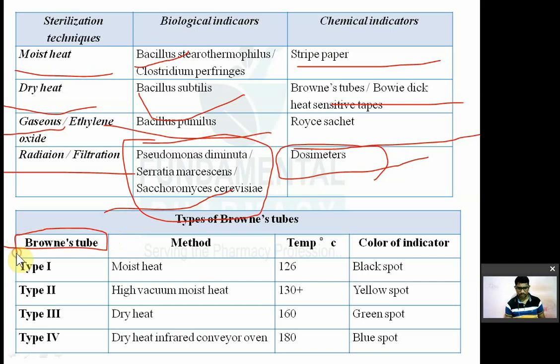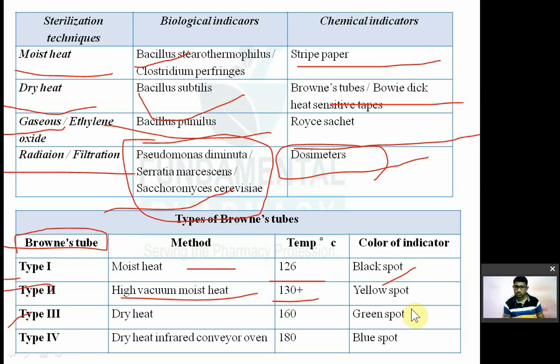उसके टाइप होते हैं टाइप 1, टाइप 2, टाइप 3, टाइप 4. Type 1 brownish tube is used in moist heat sterilization. At a temperature of 126 degrees Celsius, it will show a black spot, that means there is complete sterilization. Type 2 brownish tube is used for high vacuum moist heat sterilization. If temperature goes above 130 degrees Celsius, it will show a yellow spot.